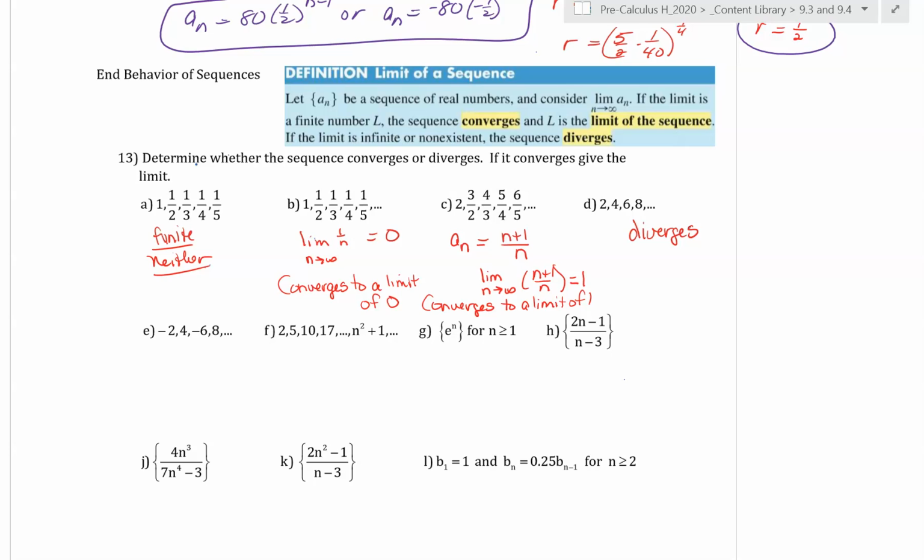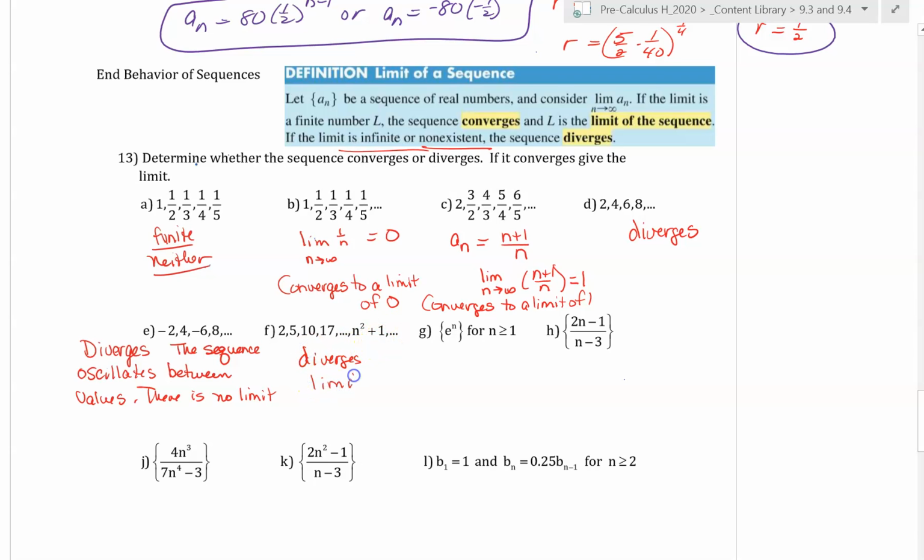Let's think about E. Notice this sequence is oscillating between values. There is no limit as n approaches infinity for a sub n. So notice the limit of the sequence: if the limit is infinite or non-existent, the sequence diverges. For F, this one diverges, but for a different reason. Notice that the limit is infinite. For F and G, as n approaches infinity, n squared plus 1, and for G, e to the n, the terms in the sequence will get larger and larger, so those sequences diverge.